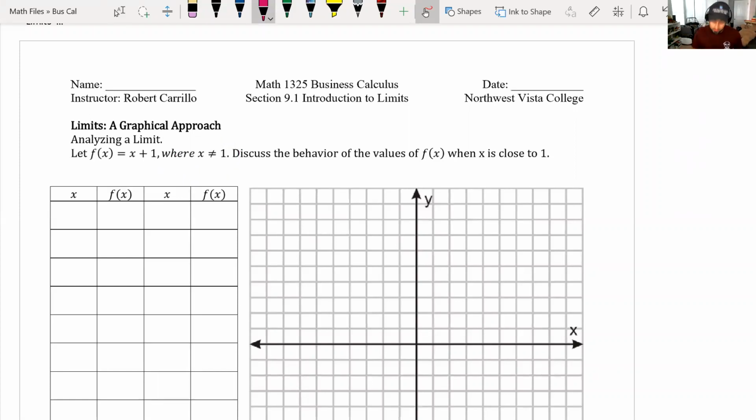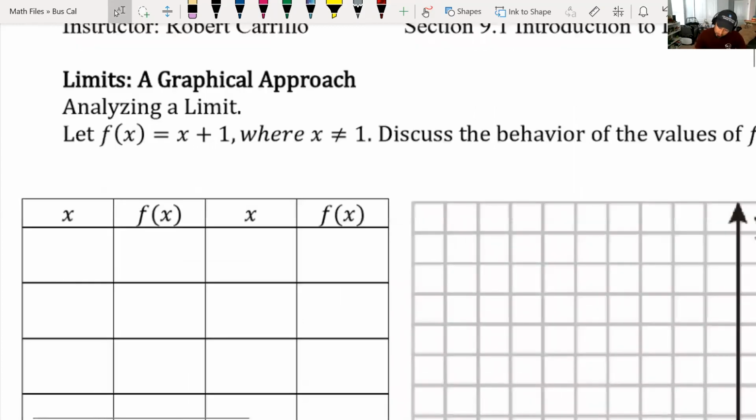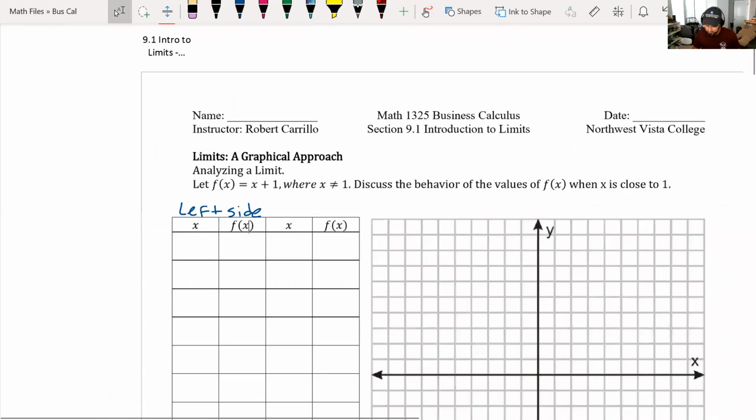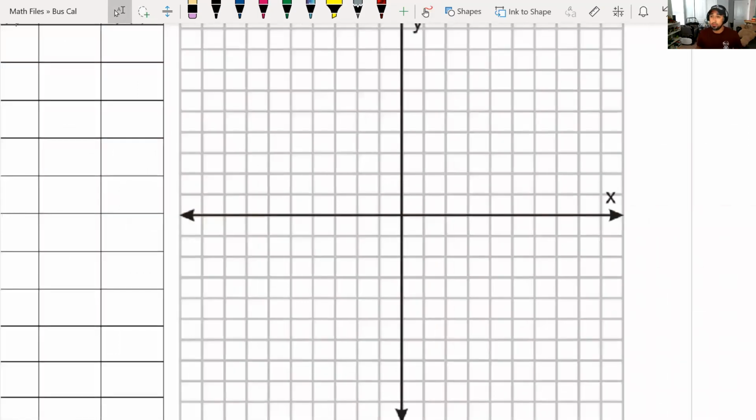Okay. So with that being said, to analyze the limit, we will start with a left-hand limit. The first xy chart here is going to represent the left side, all the numbers to the left of 1. Okay, so I'll write that in there. This is going to be the limit from the left side.